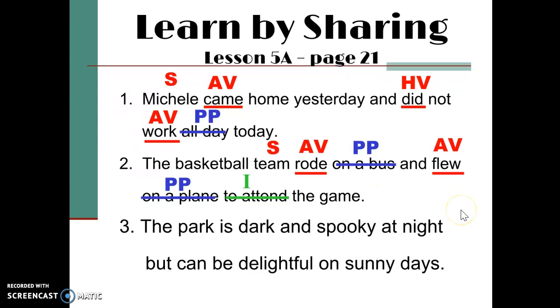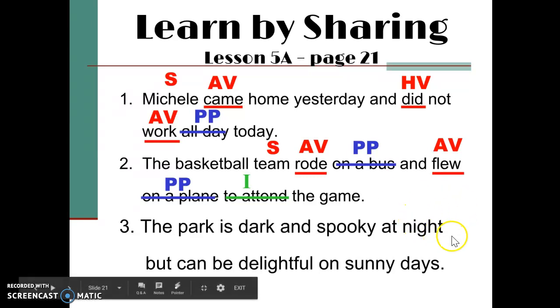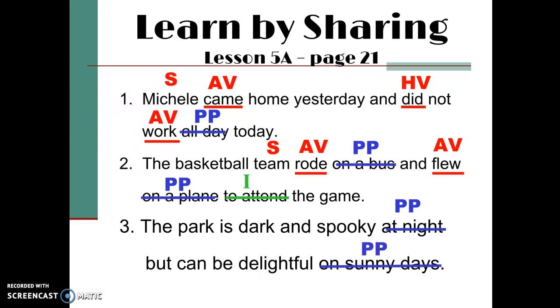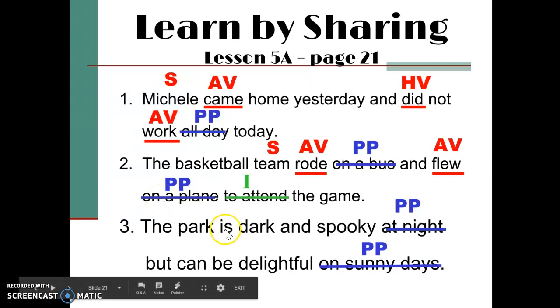Number 3, the park is dark and spooky at night, but can be delightful on sunny days. Marking out my imposters, I see at night is a prepositional phrase, and on sunny days is another one. Now I'm looking for verbs that show action or are linking verbs that I memorized or helping verbs. And I remember memorizing is and be and can. So is here is used as a linking verb. It's got some words after it that are going to connect back to my subject, which I'll find here in a second. And then I see 2 verbs together. Can I remember it as a helping verb, and be I memorized as a linking verb.